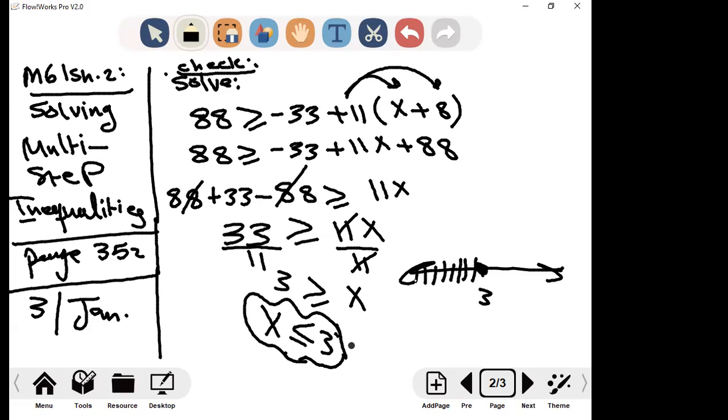So we are done with this lesson, right? But now let's go to your homework for today, page 353. Any questions about today's example or the check, or yesterday's examples also? Any questions? Yes? You want to switch this here?